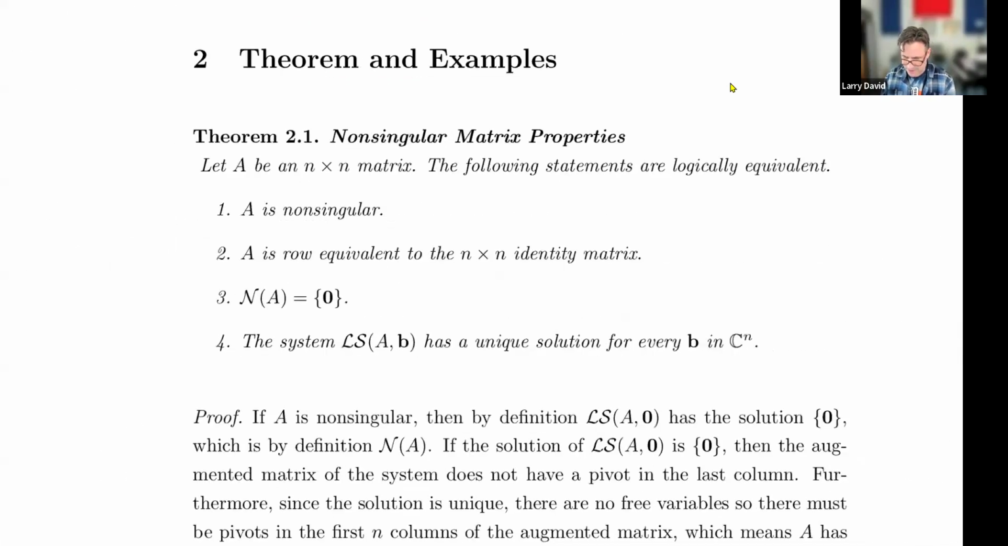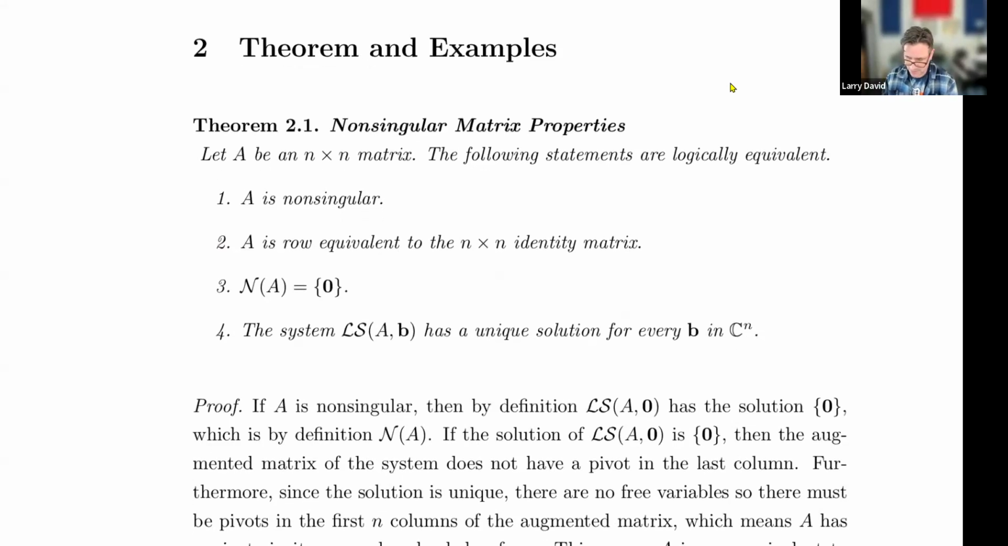All right, so now that we have those definitions, the only theorem that we're going to look at in this video is what I'm calling the non-singular matrix properties theorem. There's a different name for it in the textbook. And it's an equivalence theorem. That means that these four statements are logically equivalent. And that means that they are either all true or all false.